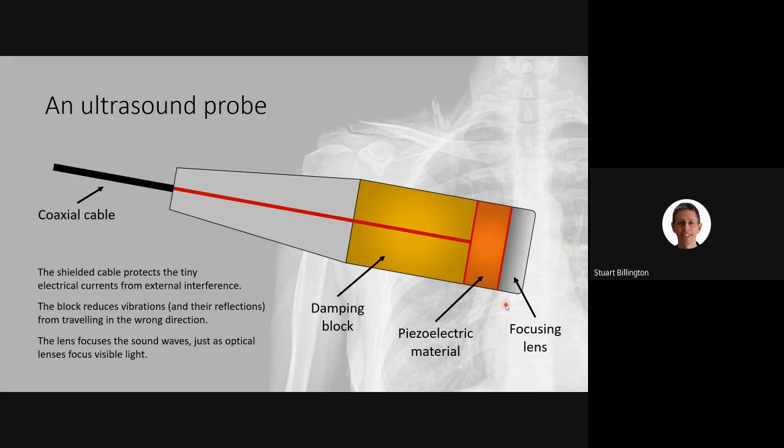Okay, so again, whenever I show you a simple picture like this, you shouldn't expect to need to know anything more complicated. But again, you should be able to describe, if asked, the purpose of the dampening block, or why the coaxial cable is shielded, or what processes make the piezoelectric material flex to produce the ultrasound waves. It's just a couple of sentences worth of description rather than anything very complicated.